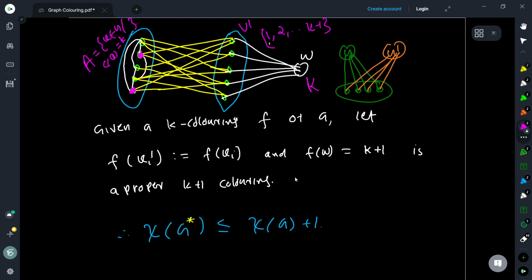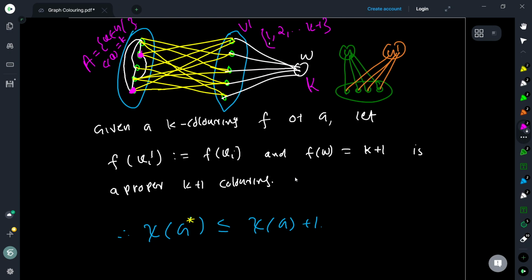Now I am going to recolor the vertices in A with colors from 1 to k minus 1. In that case, I will get a coloring of G with just colors 1 to k minus 1. This will be a contradiction because we started with the assumption that G is k chromatic. So we cannot have a proper coloring of G with k minus 1 colors.